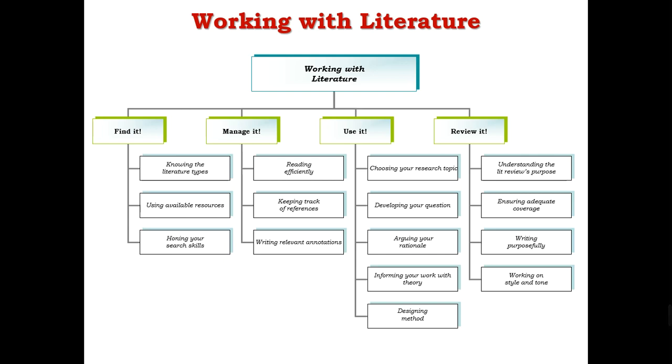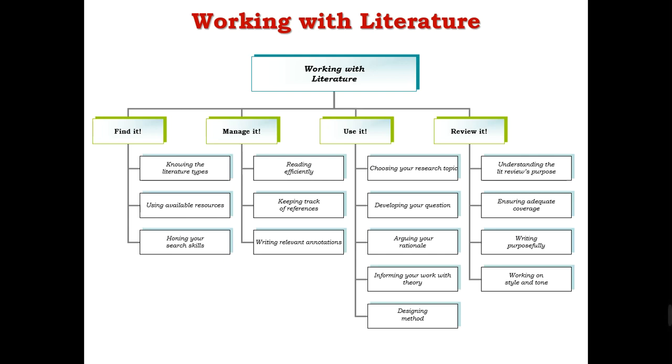If you find that this protocol is very important for your literature, you can highlight it and extract the text from the particular document and write it in your observation notebook or account notebook. And you have to use whatever you collected: choosing your research topic, developing your question, arguing with your rationale. That means what things are to be done and what things should not be done from your side, and informing your work with the theory and designing method. All these things you have to use. And finally, review it.